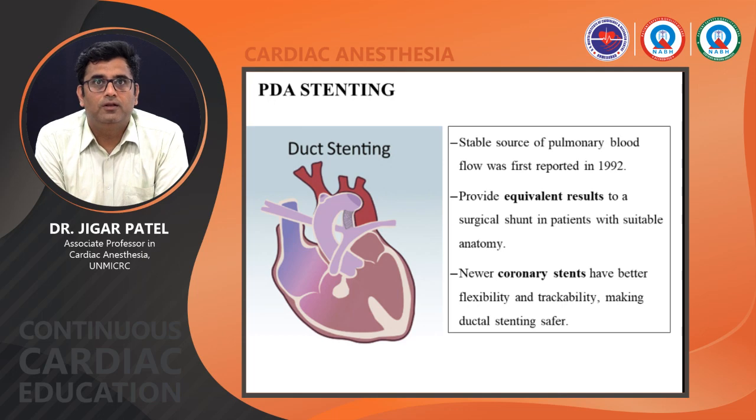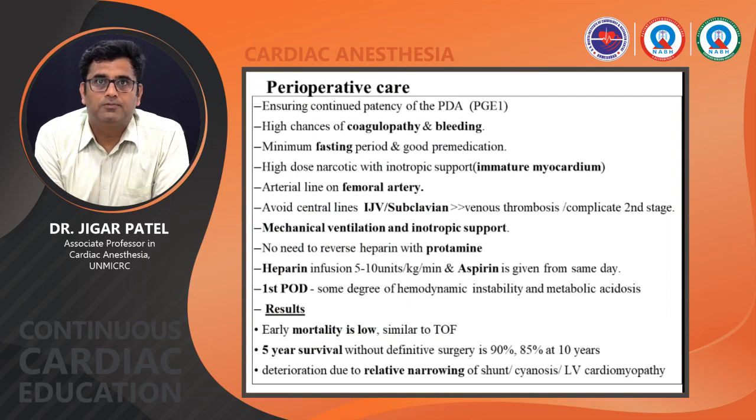The third procedure to increase pulmonary blood flow is PDA stenting. Through PDA stenting, we can achieve a stable source of pulmonary blood flow, and it was first reported in 1992. It provides equivalent results to a surgical shunt in patients with suitable anatomy. Newer coronary stents have better flexibility and trackability, making duct stenting safer. So these three procedures are for increased pulmonary blood flow, and these procedures require optimum perioperative care.